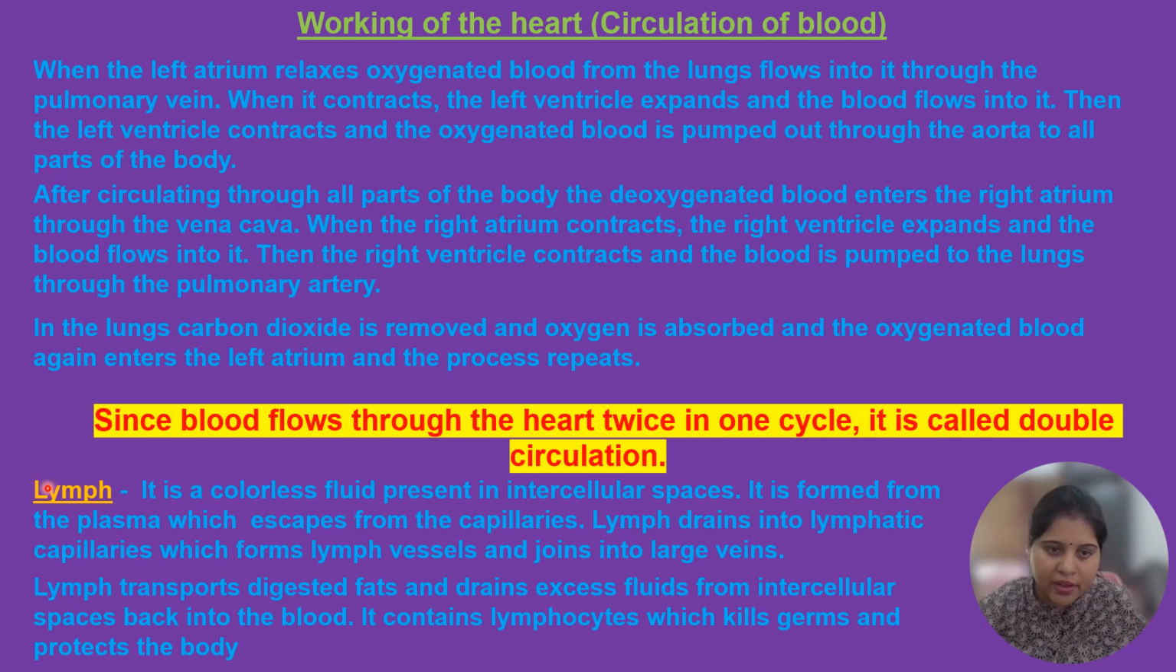So lymph is a colorless liquid which is present in the intercellular space, and it is formed from the plasma which escapes from the capillaries. Lymph drains into the lymphatic capillaries, which form lymph vessels and then further join to become large veins. Through veins, deoxygenated blood can be removed.